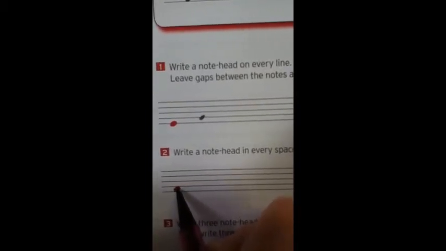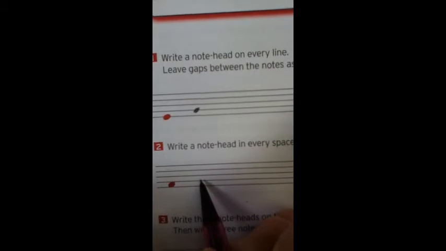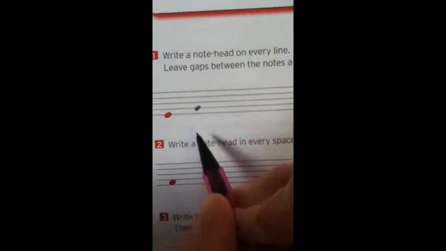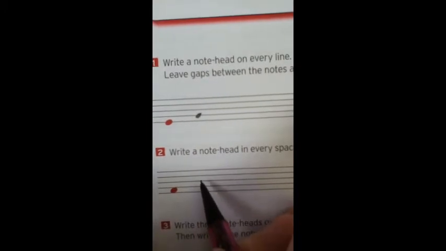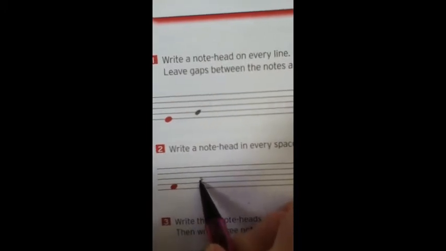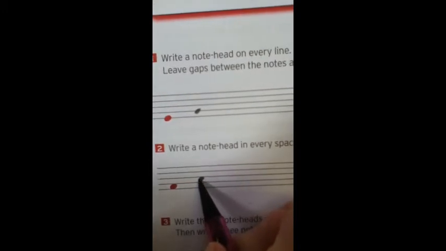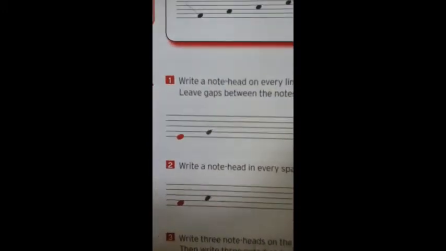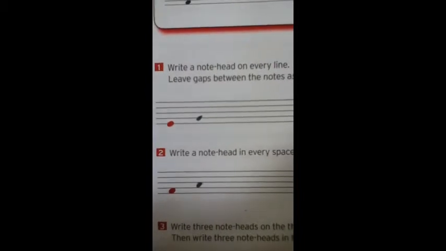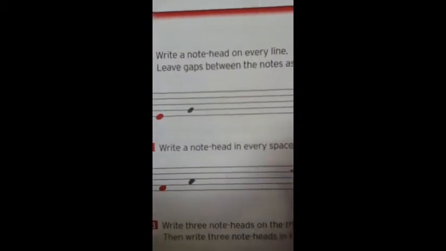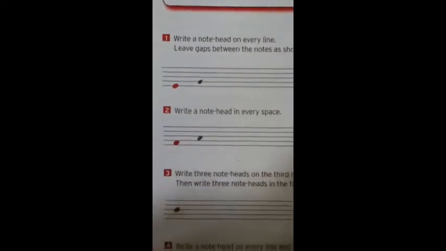There's the first space. So I'm looking not at the line but the space in between the lines. And just to make it neat, I'm going to try and line up with there, and I'm going to do my oval shape in between the space. So there's my note head in the space. So one on the line and one on the space. And I would continue doing that, but you can do that on your own.